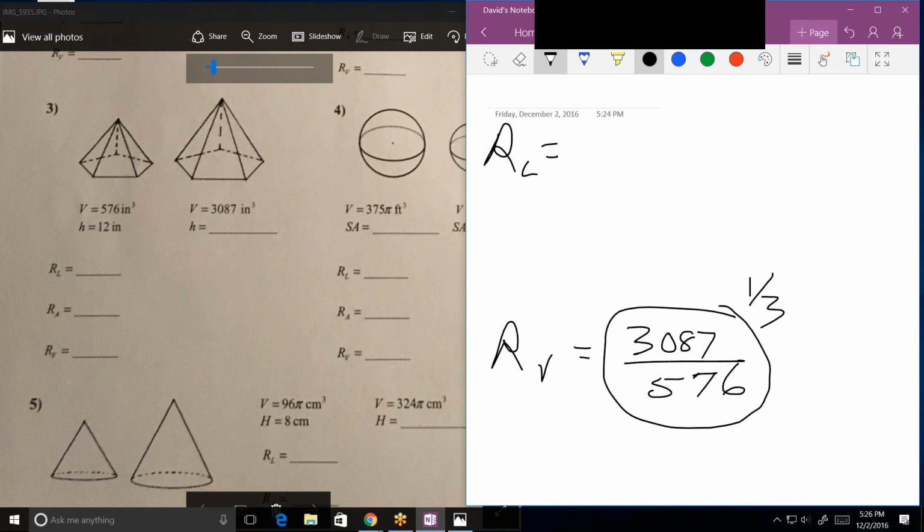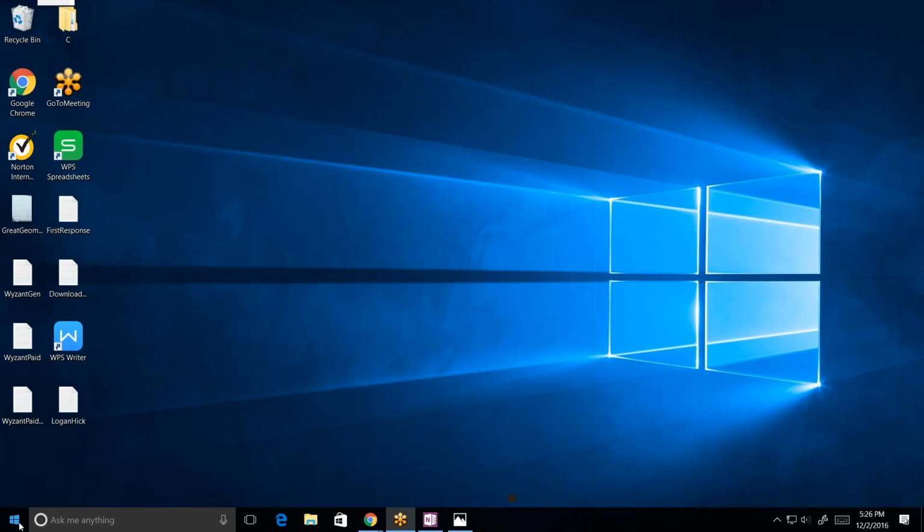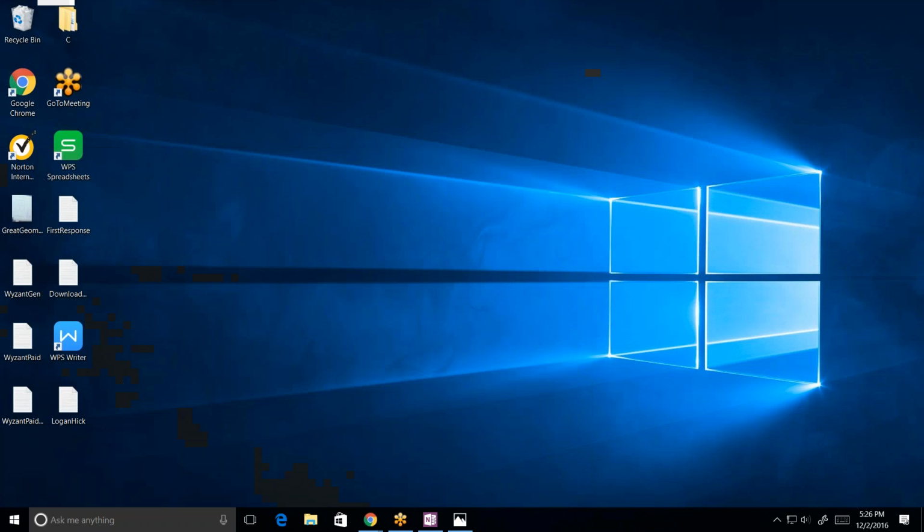What do you get? I don't know if this is correct, but I got 1 point 8 something. Yeah, no, that's not correct. Let me bring up Wolfram Alpha here and let me put it in. Make sure you understand how you find the cube root of this.